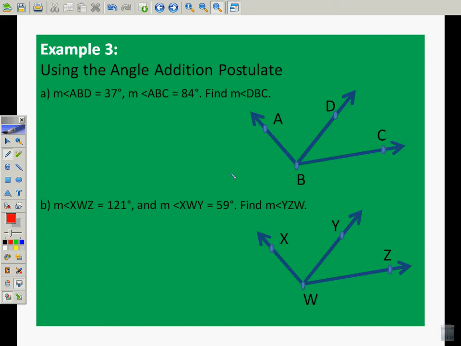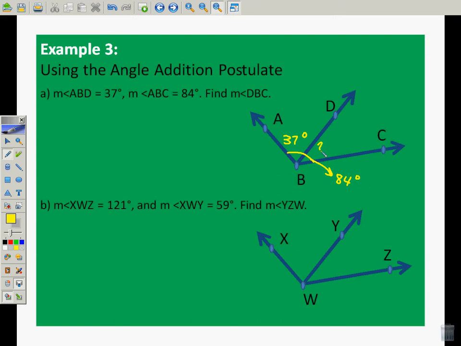The measure of ABD is 37, and I'm going to go ahead and label it because it helps me understand everything that's going on. And ABC, the whole thing, is 84. So I'm going to mark this whole thing and put it out here as 84 degrees. They want us to find DBC. So we don't know what this part is.